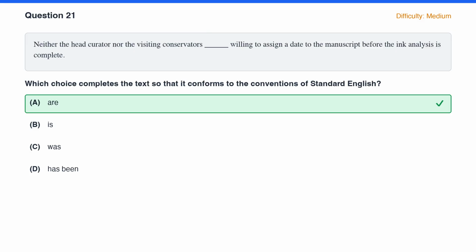Are is correct because with neither nor, the verb agrees with the nearer subject, and the nearer subject here is the plural conservators. The takeaway: in neither nor sentences, always match the verb to whichever subject is closer.